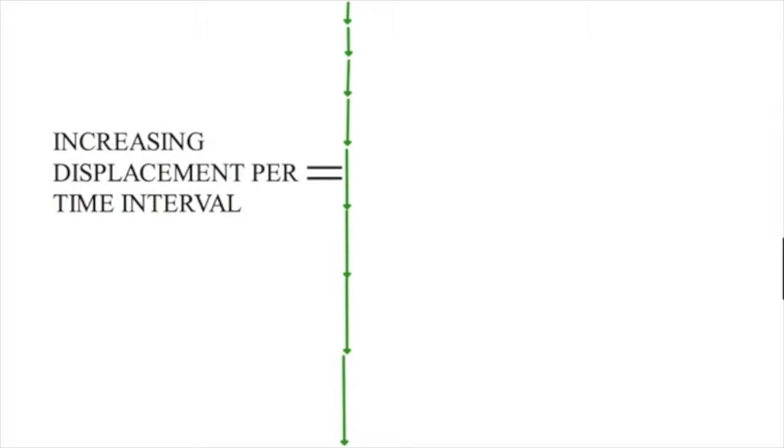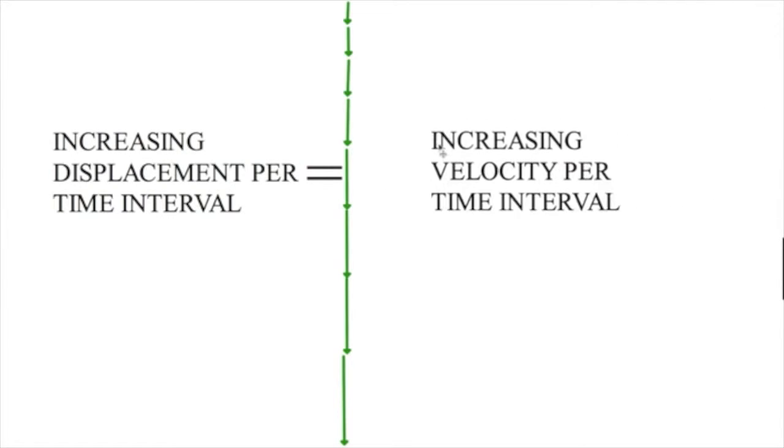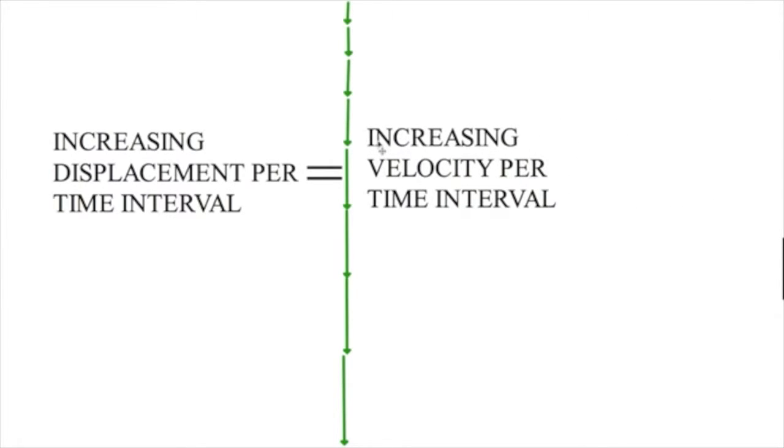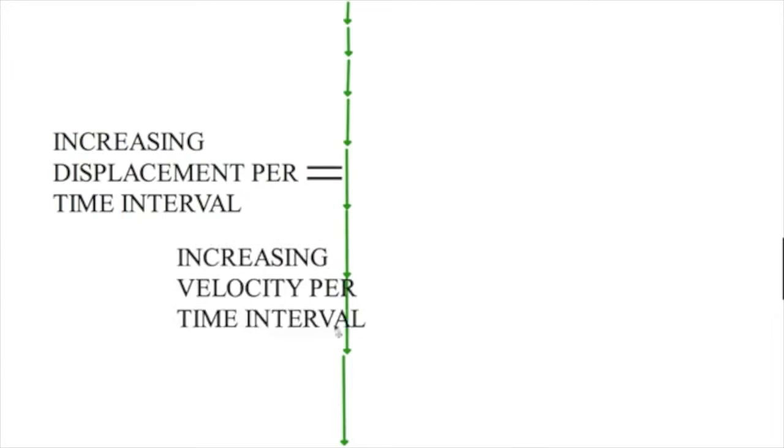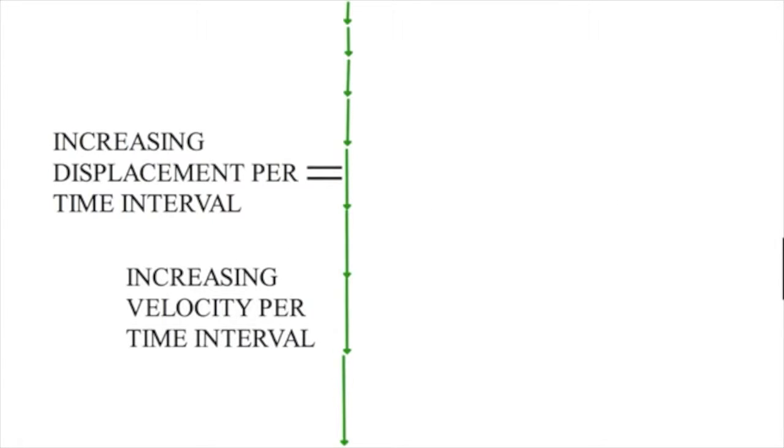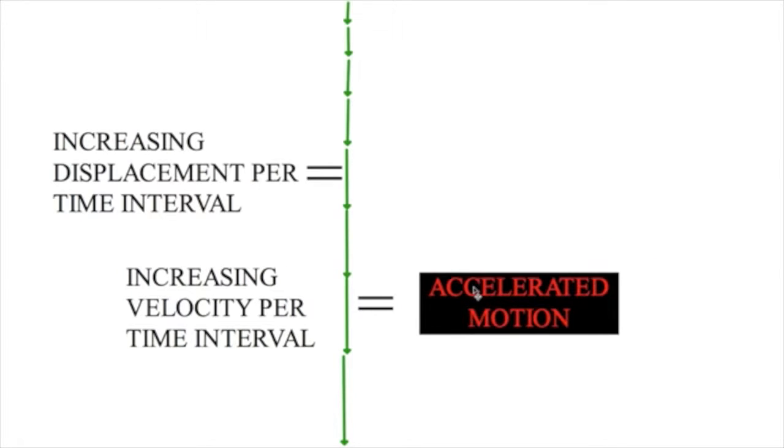And we know by now that increasing displacement per time interval means increasing velocity per time interval. So it's a great way through this photograph and through the motion diagram displayed and now through these vectors to show you, make painfully clear that falling objects undergo accelerated motion.